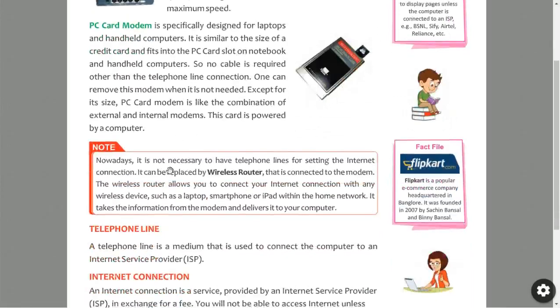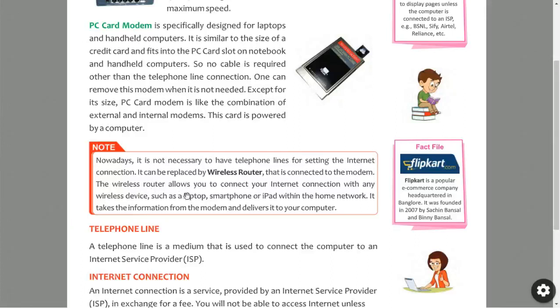Nowadays it is not necessary to have telephone lines for setting up the network connection. To set up the network or the internet, you need not have the telephone line. It can be replaced by a wireless router. Now wireless routers are available in our market. The wireless router is connected with the modem, and this wireless router receives the signals from the modem and we can get the internet in our system.